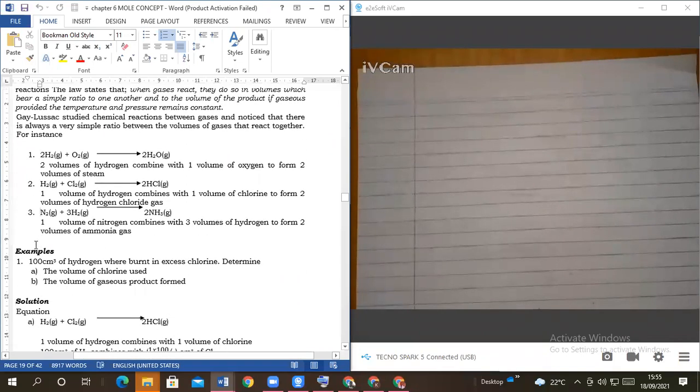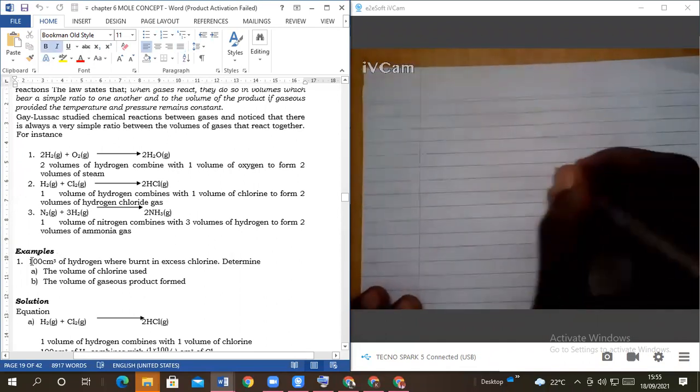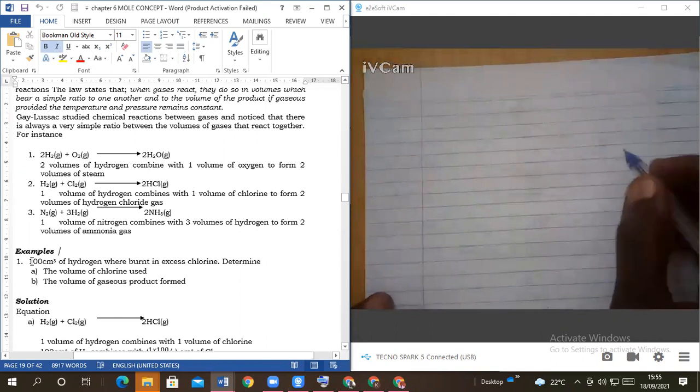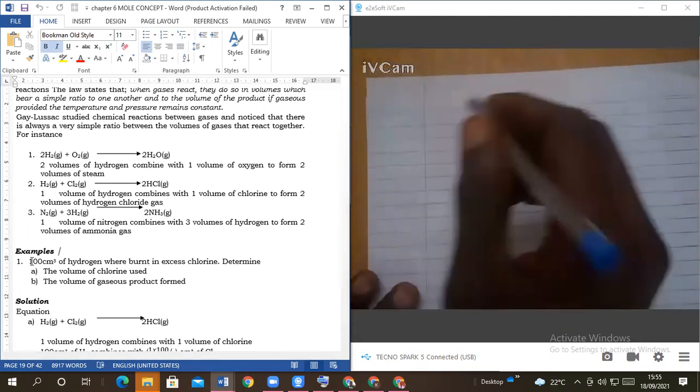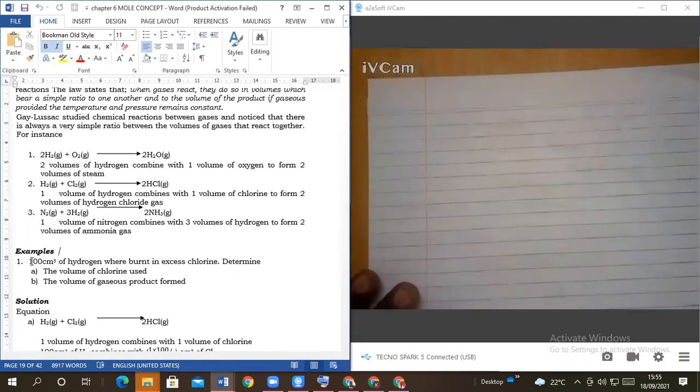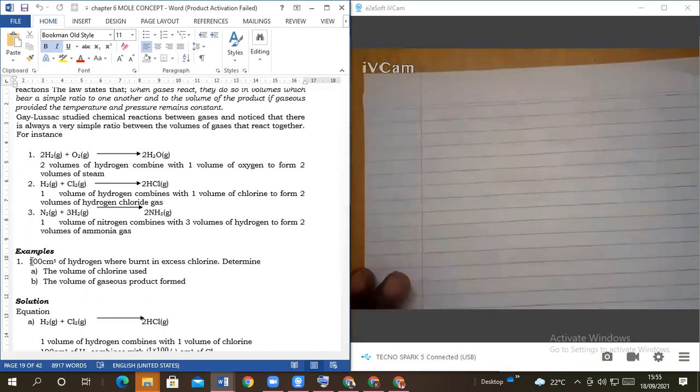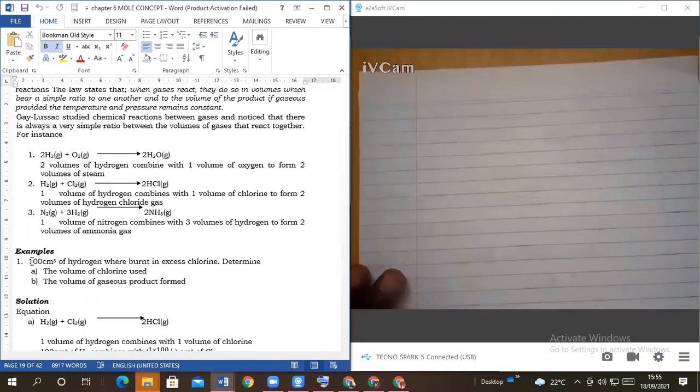Now let's look at an example here. They are saying 100 cubic centimeters of hydrogen. Now the first statement goes back to our steps we used in the calculations above. The first statement was to write a well-balanced equation. They are saying 100 cubic centimeters of hydrogen were burnt in excess chlorine. Determine the volume of chlorine used.